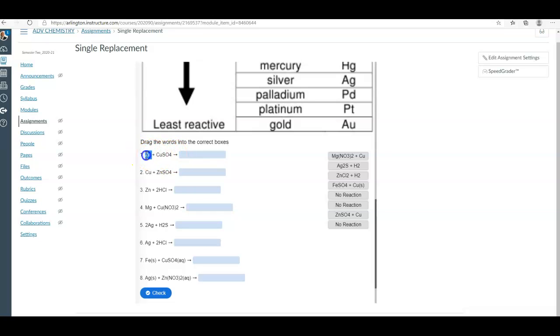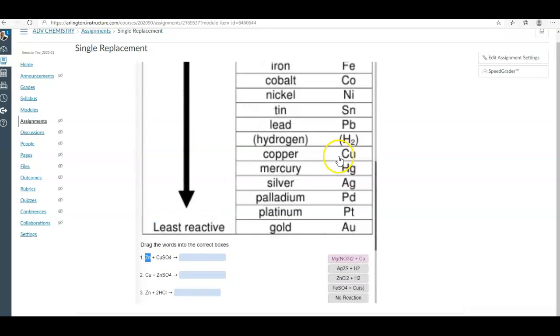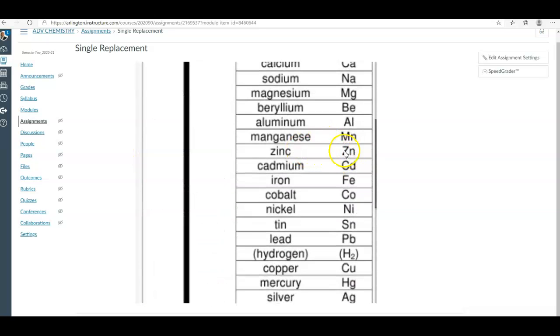Now, you're going to compare zinc to copper. Always compare it to the first element in the compound. So zinc in the activity series is up here, and the copper is below. Is the reaction going to occur? Jonathan, do you think it's going to occur? Now, zinc is up and copper is below. Which one is more reactive? Is it zinc or copper?